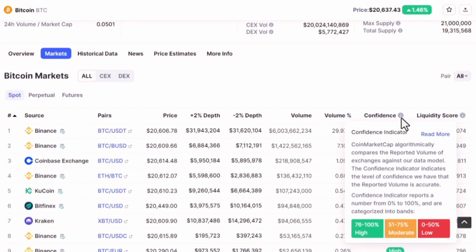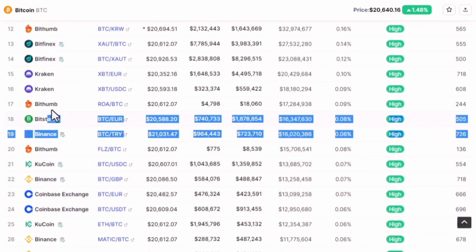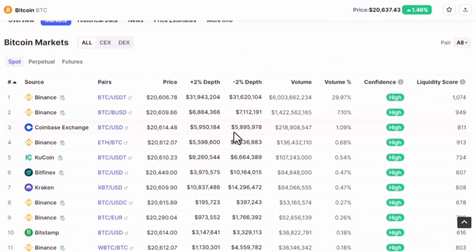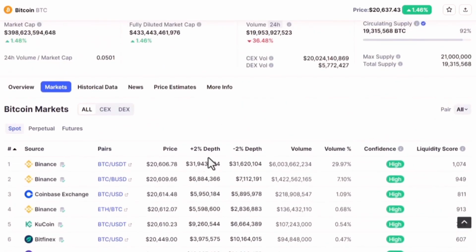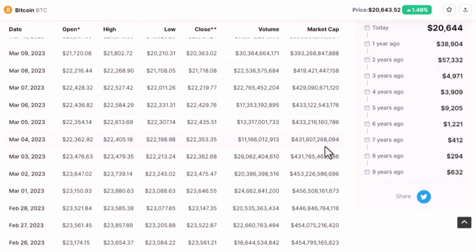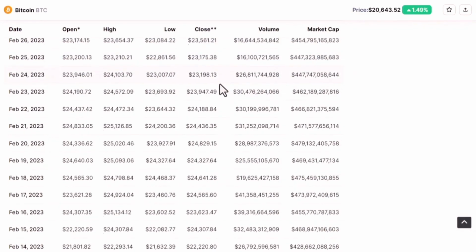Always trust the first 20 numbers. Of course, the rest of them are trustable too, but the first 20 numbers on any type of website like this are mostly reliable. And then we have the historical data. In historical data, you can see everything in detail from years ago, 9 years ago, 8 years ago, 6 years ago, and up to today, with each and every day's highs, lows, close price, the volume that day, the market cap. So this is the whole historical data.